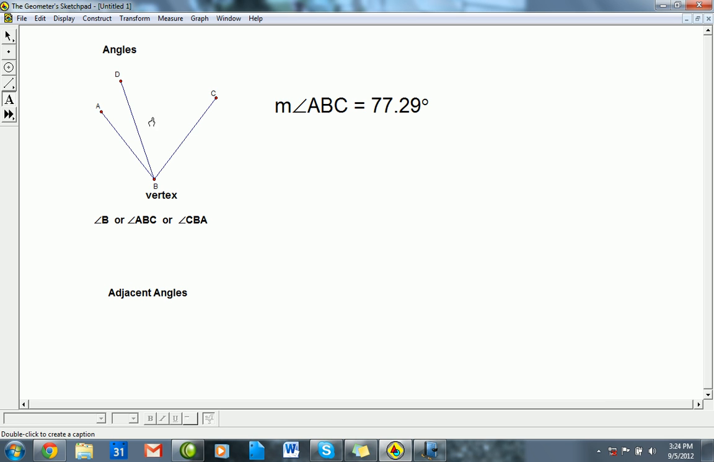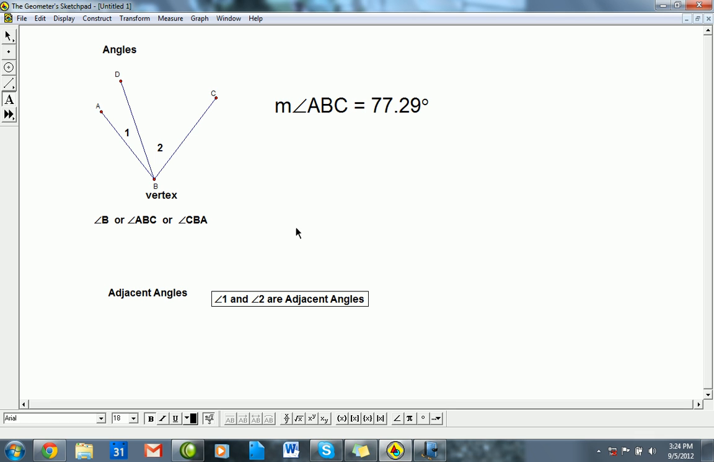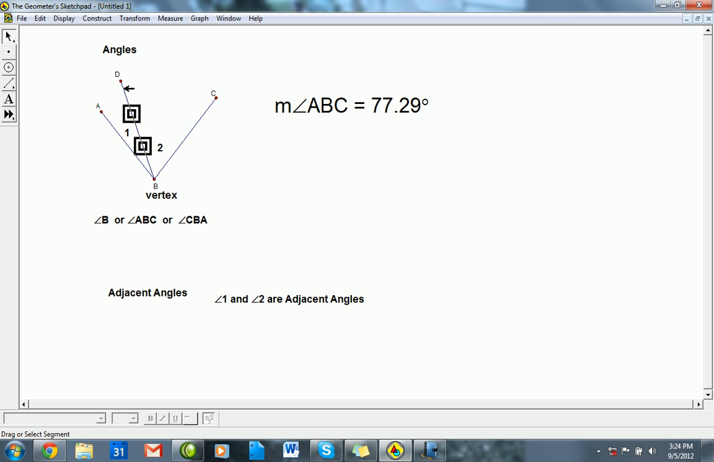In fact, I'm going to put some numbers in there so it's a little bit easier. That's 1 and that's 2. So an example of adjacent angles would be angles 1 and 2, right? They are adjacent. They're next to each other. They share a common ray. They share a side. Okay, angles 1 and 2 share this side, ray DB. Okay, so those are adjacent angles.